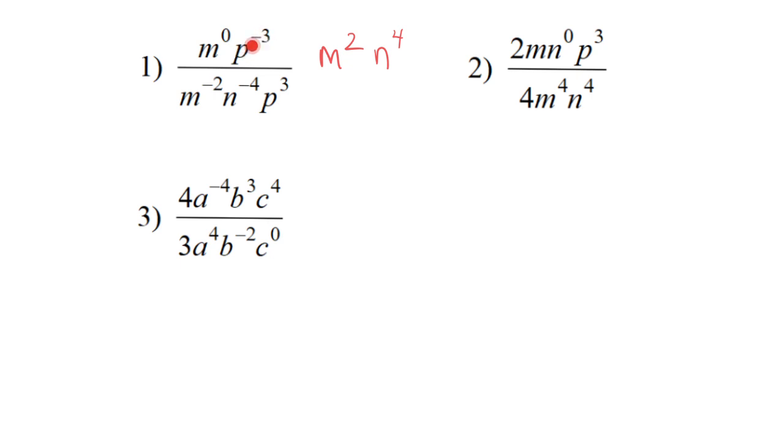These p's are in the wrong spot. They have to go down. So I have a p to the 3rd that's going down. I already have a p to the 3rd, which is going to end up with a p to the 6th on the bottom.